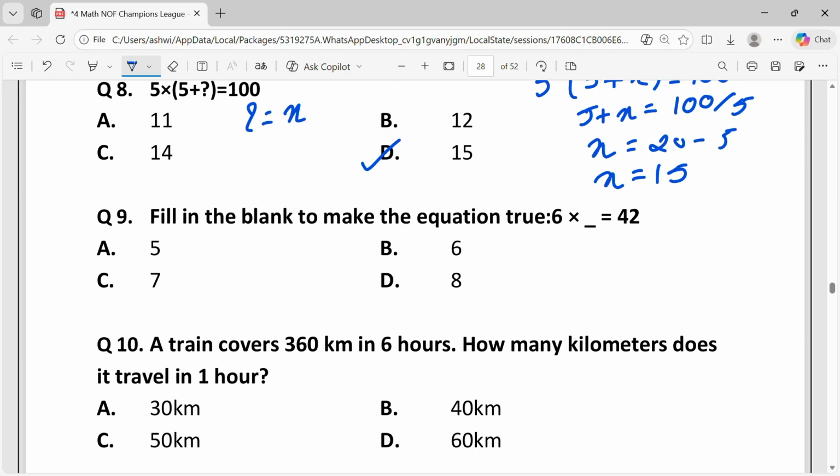Question 9. Fill in the blanks to make the equation true. 6 into dash is equal to 42. So 42 divided by 6 is equal to 7. So the dash is equal to 7.